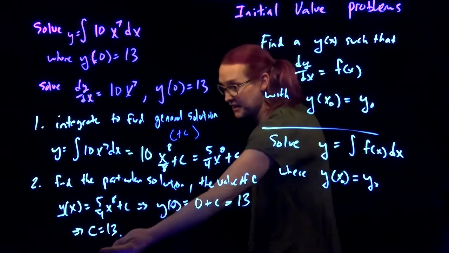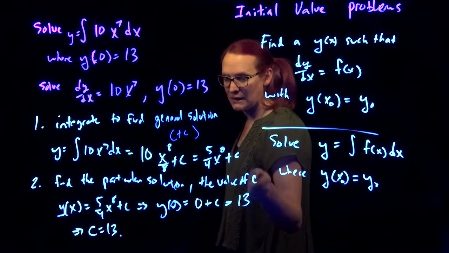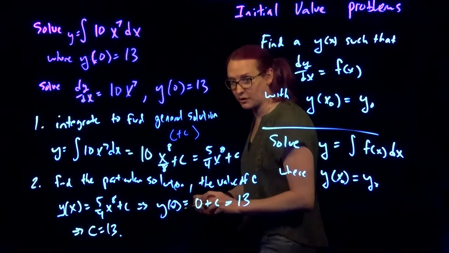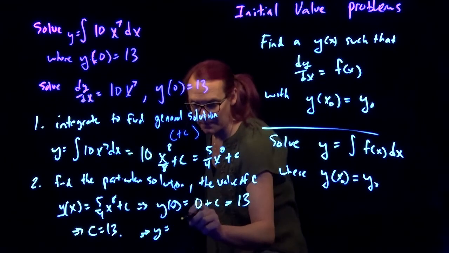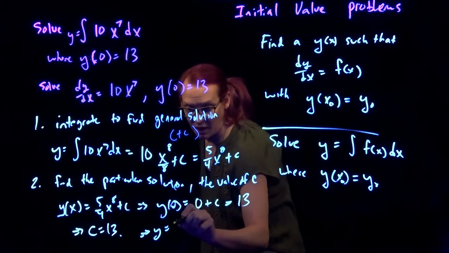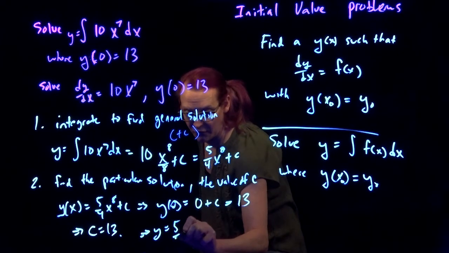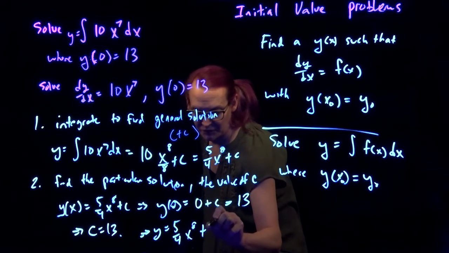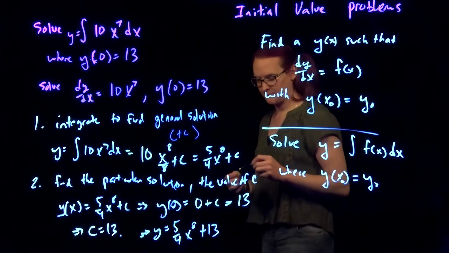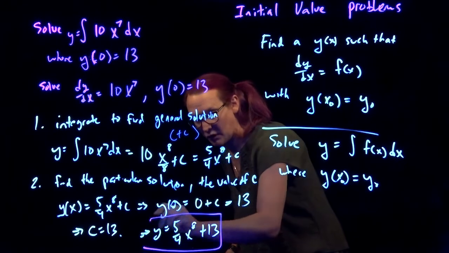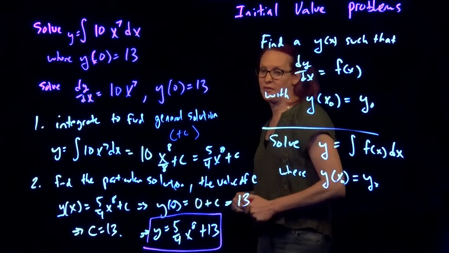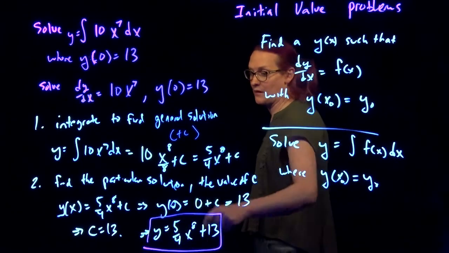So we found the particular value of c. This was the general one. Here we have the particular. So that means that y is equal to 5/4 x to the 8 plus 13. And this is my final answer. It has no plus c in it. The additive constant has a concrete value in it.